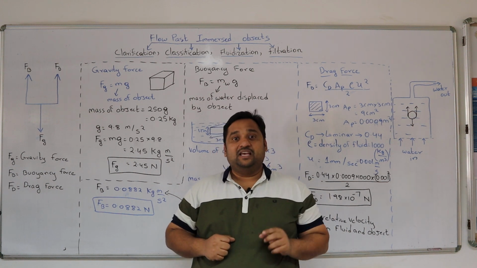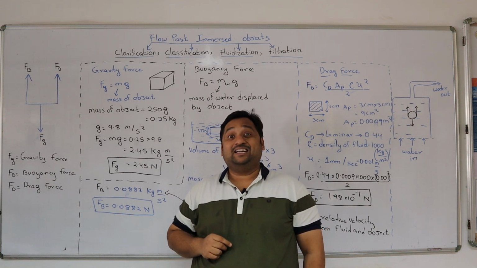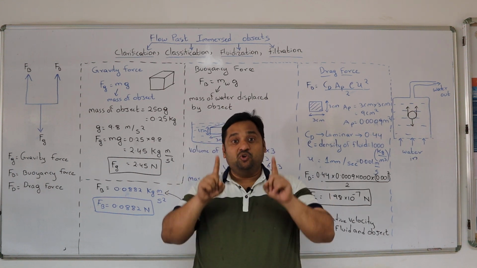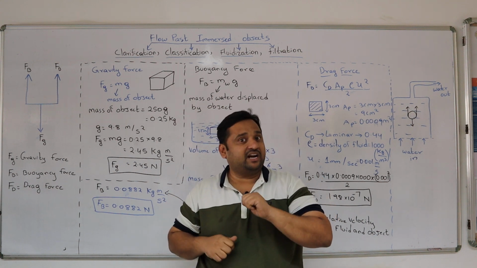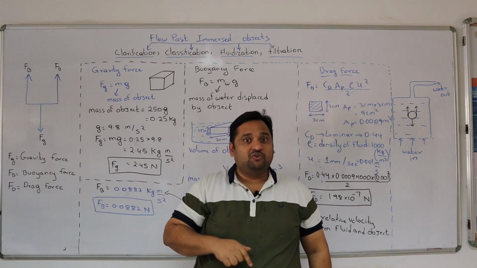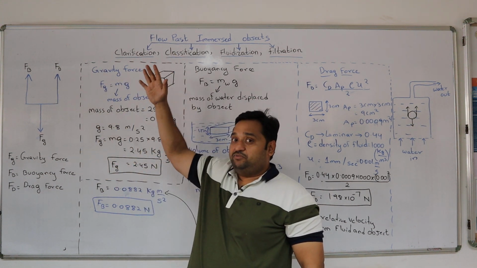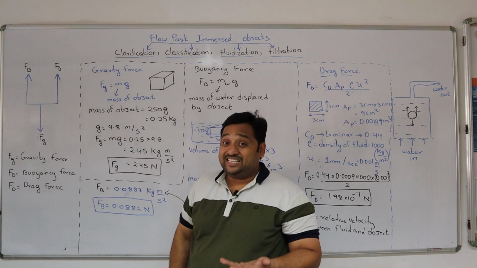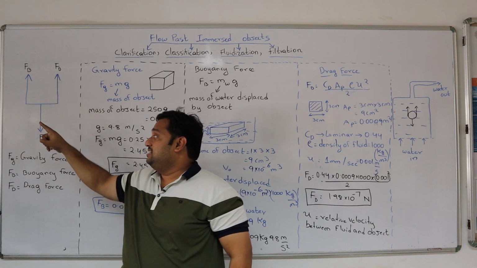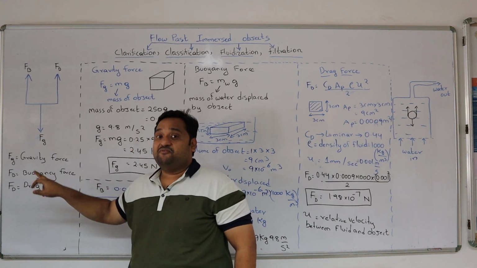During its travel, it experiences different forces. One is the gravity force, second the buoyancy force which is upward, and the drag force which is also upward, while the gravity force is downward. That means two forces act in the upward direction and one force acts in the downward direction. The two upward forces are the buoyancy force and the drag force, and the one downward force is the gravity force. In this chapter we are going to discuss these three forces. Fg is called the gravity force, Fb is the buoyancy force, and Fd is the drag force.